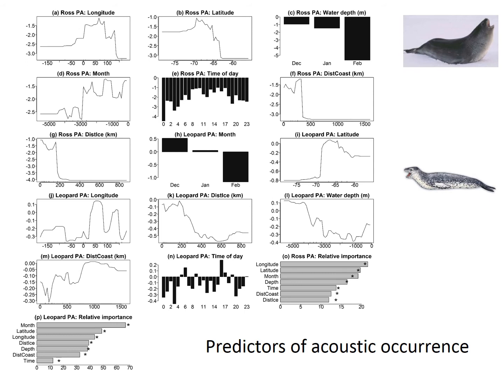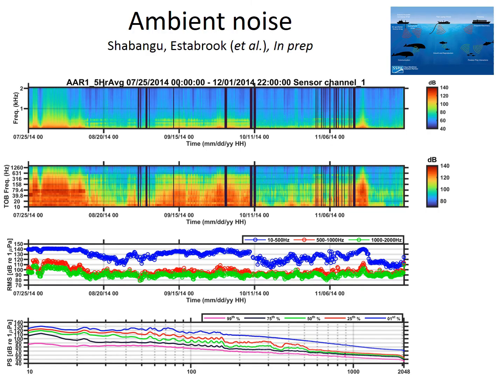Occurrence, we see that month of the year was important for leopard seals, but for ross seals, the latitude and the longitude seem to be important, predicting where each call type will be detected. And once again, in the interest of time, I will not discuss these results in detail.